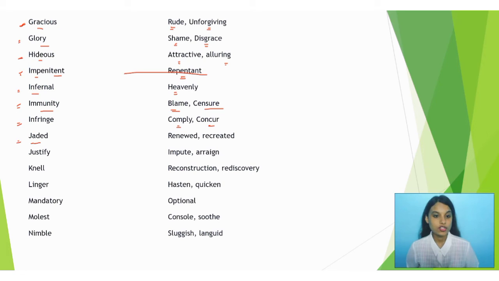Then the next word is shaded, the opposite of which is renewed or recreated. The next word is justify, the opposite of which is impute or arraign. The next word is nail, the opposite of which is reconstruction or rediscovery. The next word is linger, the opposite of which is hasten or quicken. The next word is mandatory, like absolutely you have to do it. The opposite of which is optional. The next word is molest, like abuse, and the opposite is console or soothe. Next word is nimble, then the opposite of nimble is sluggish or languid.